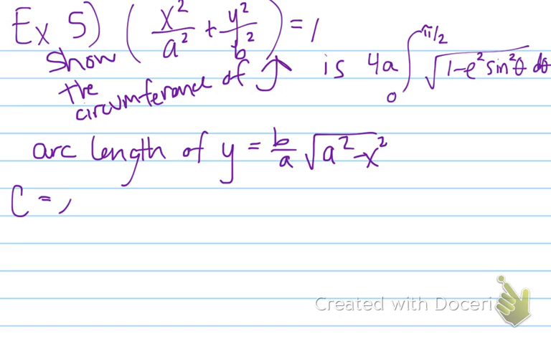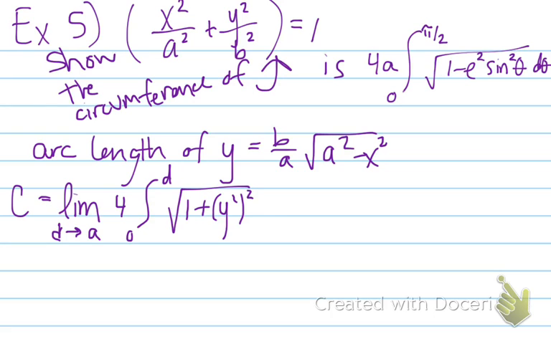The circumference equals the limit as some variable d approaches a. So we're not actually going to get to a, we're just going to approach a. Of 4 times the integral, remember the 4 is because there's 4 quadrants we're looking at, from 0 to d of the square root of 1 plus y prime squared dx. And remember that's just the formula for arc length. So it equals 4 times the integral from 0 to a of the square root of 1 plus y prime squared dx.